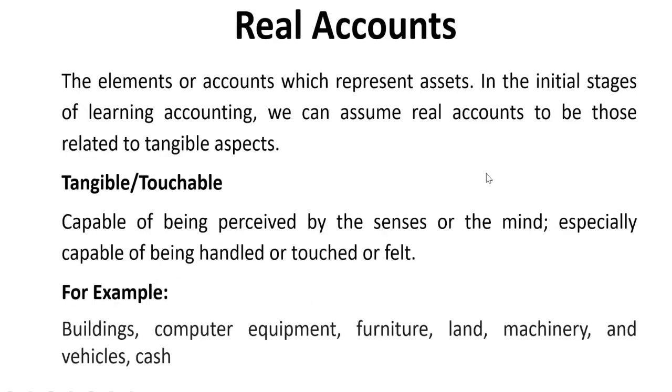We have a real account, the element or account which represents assets. In this initial stage of learning accounting, we can assume the real account to be those related to the tangible aspects of the business. So what is the meaning of tangible? Capable of being perceived by the senses or the mind, especially capable of being handled, touched or felt. For example, the building, computer equipment, furniture, land, machinery, vehicles and cash. We can see and touch all these, and they come under the real account.